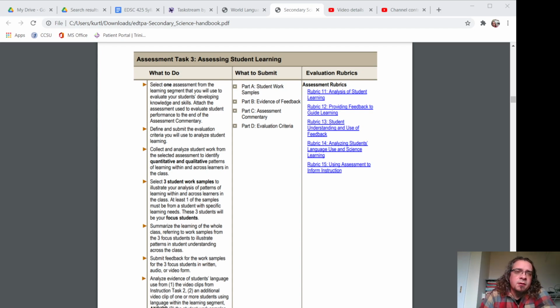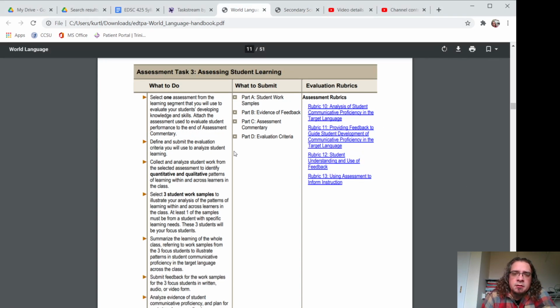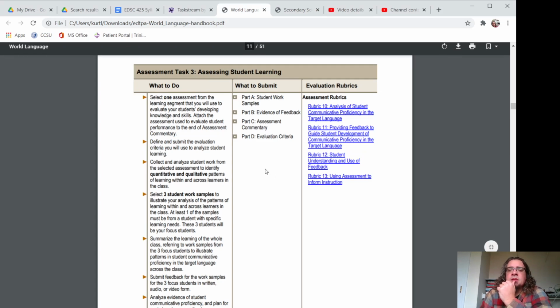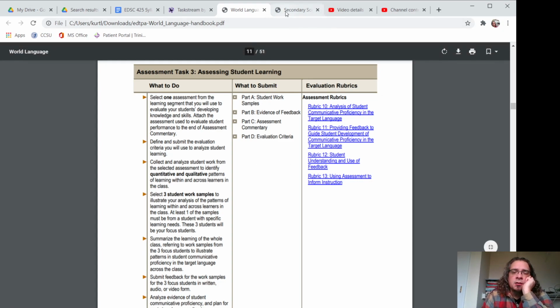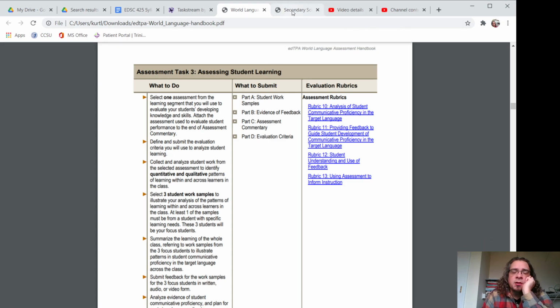So the others have 15. So yours looks like this, right? We end with 13. So just try to pay attention to the numbers. I know they're a little bit different for you, but when I say rubric 11 for the rest of the content areas, it's not the same for you. So you need to just follow with what the content of the rubric is. So just wanted to note that. I'm sure you figured that out already, but I just wanted to make a note of that.